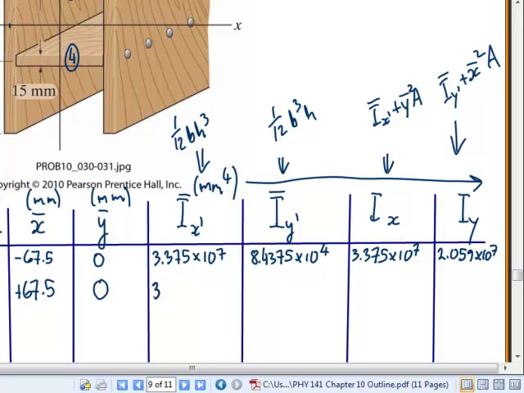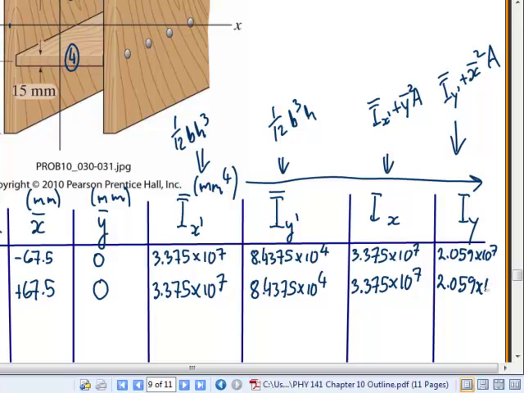So 3.375 times 10 to the 7, 8.4375 times 10 to the 4, 3.375 times 10 to the 7, 2.059 times 10 to the 7.